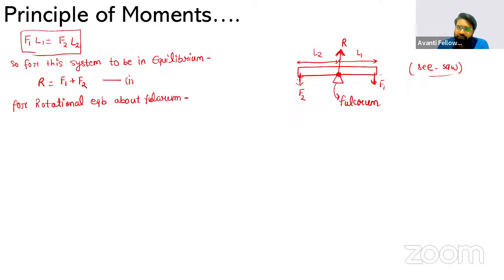so we can say, look, this F1 is trying to rotate the body in this way, which is clockwise, and this F2 tries to rotate the body in the opposite way, which is anti-clockwise. So one of the torques you need to take as positive and one of the torques you need to take as negative. Suppose we have considered the clockwise sense as positive and the anti-clockwise sense as negative.